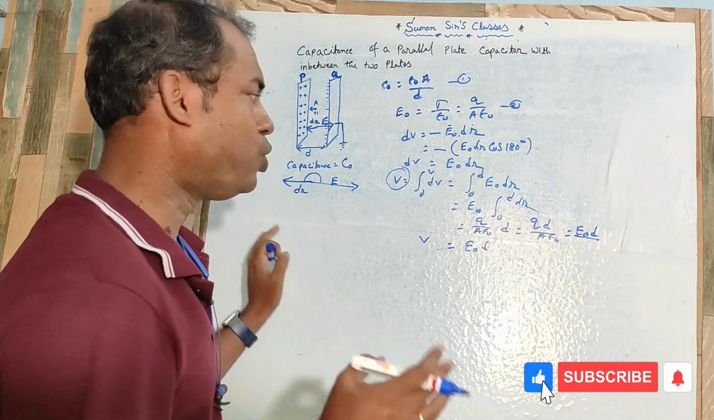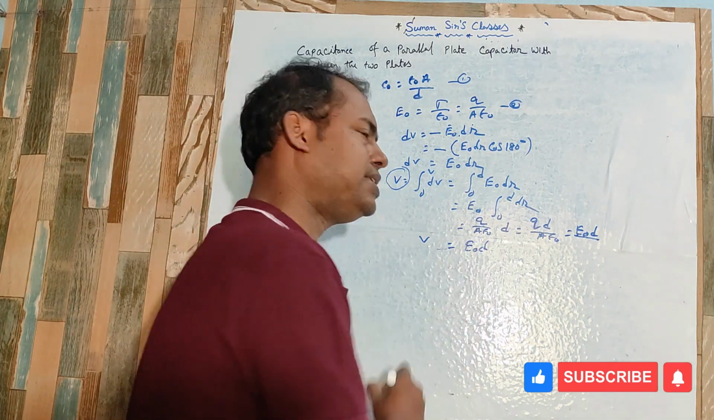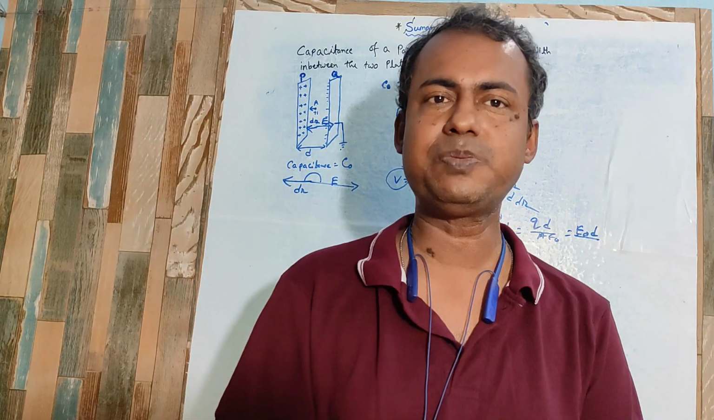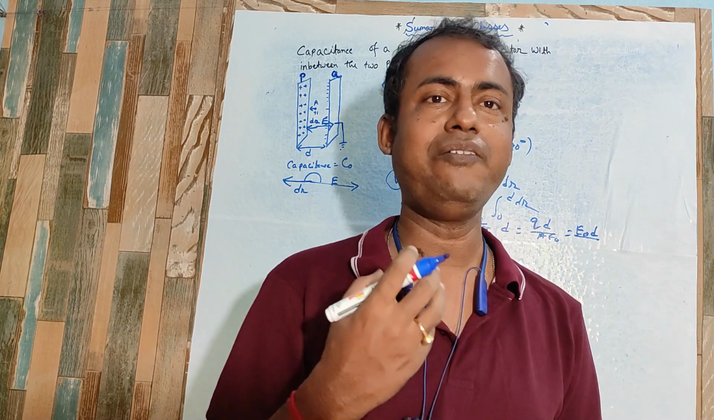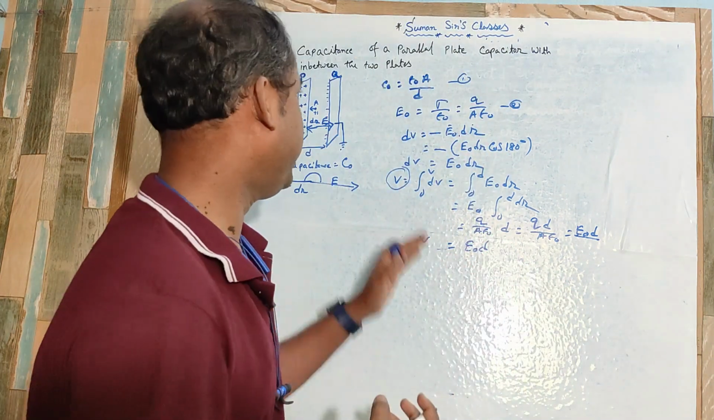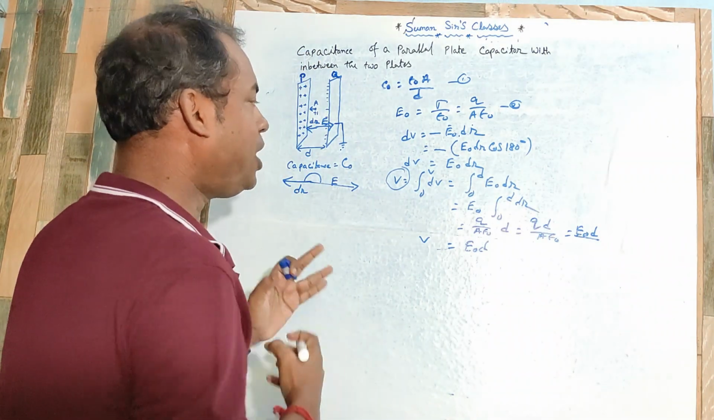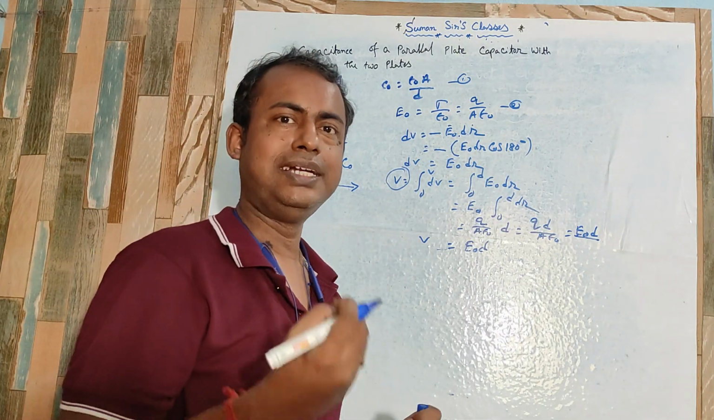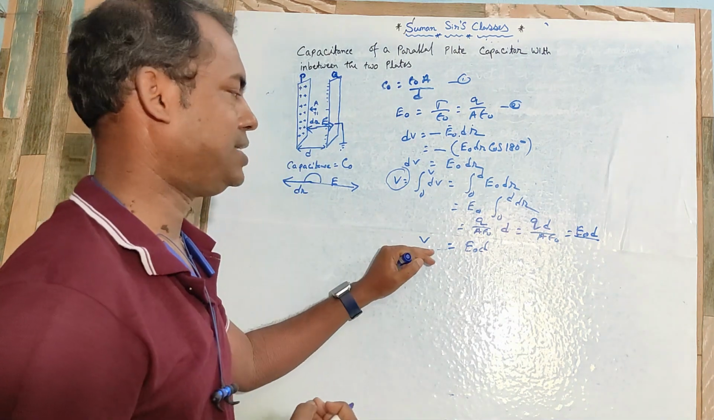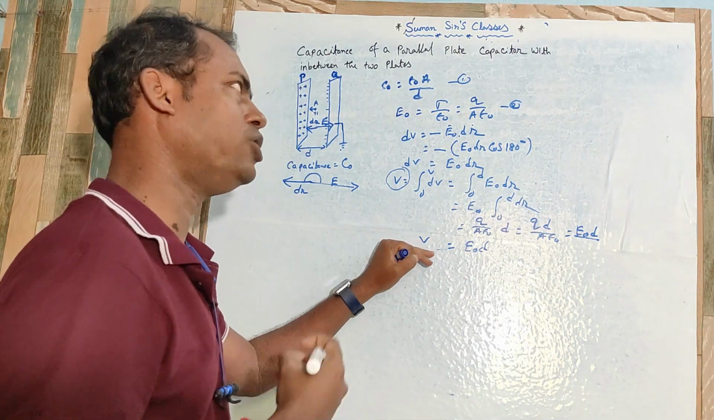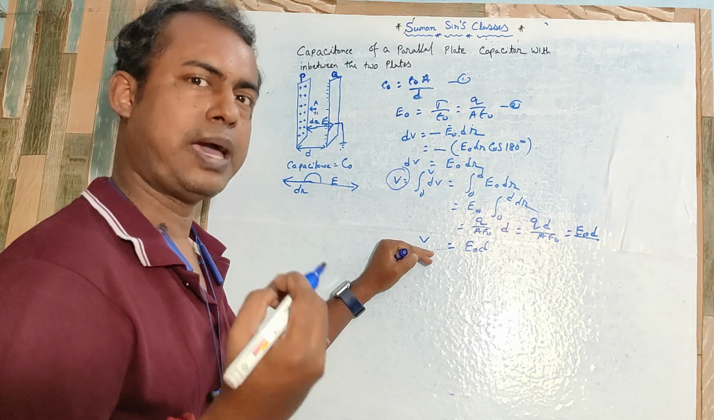So now the question arises. This is the first case: if the conducting medium is present, then what is the value in this case? If in between these two plates a conducting medium is placed, then we want to find out the value of the potential, and also find out the value of the capacitance.